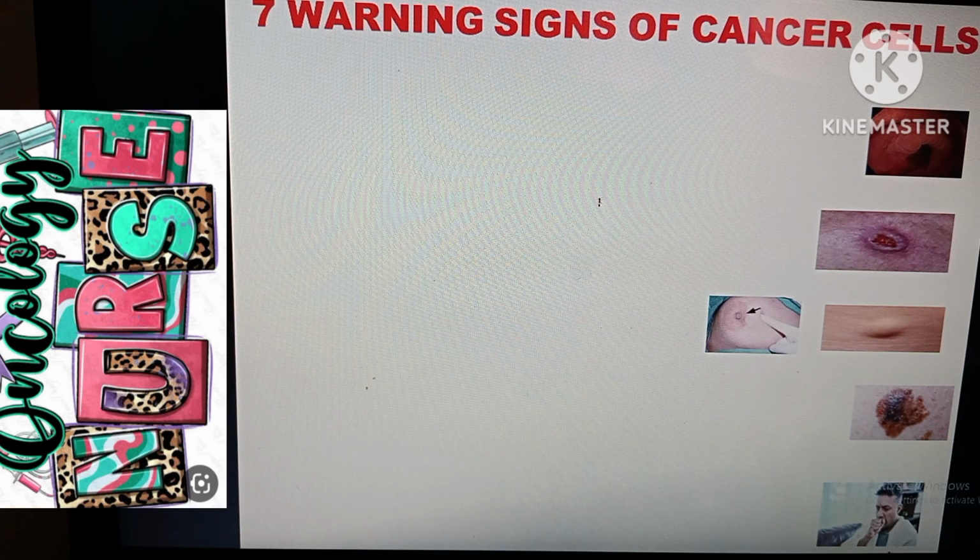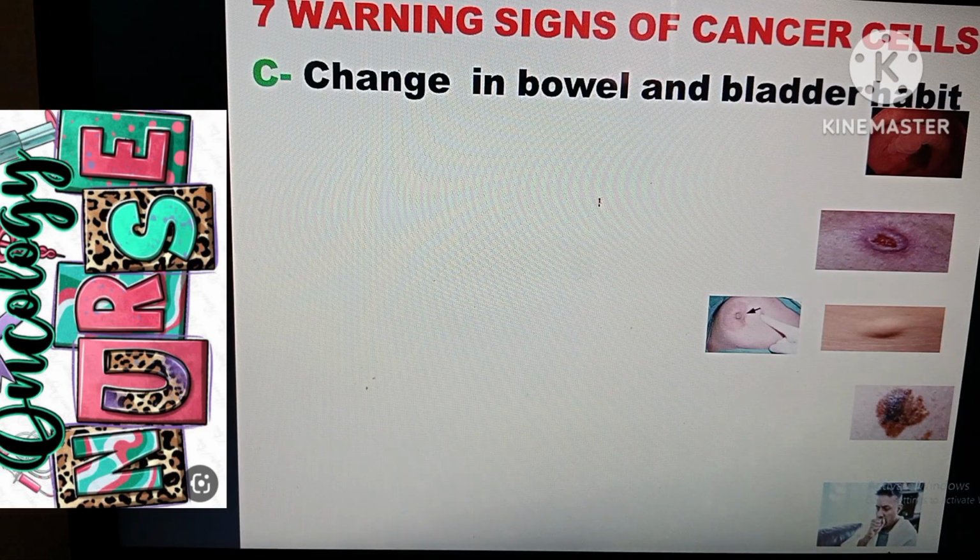So as a nurse, it is your responsibility. You have to educate when you get the opportunity, when you are in a ward, because when you have all this knowledge, you have to educate them on the 7 warning signs of cancer cell and when they have to approach the doctor. The first one is C.